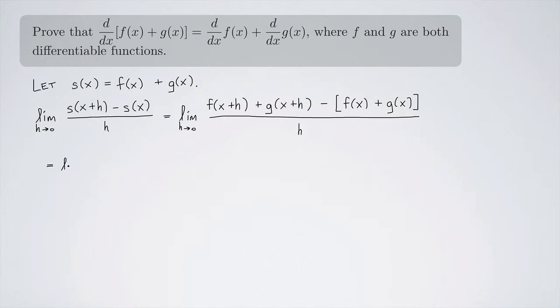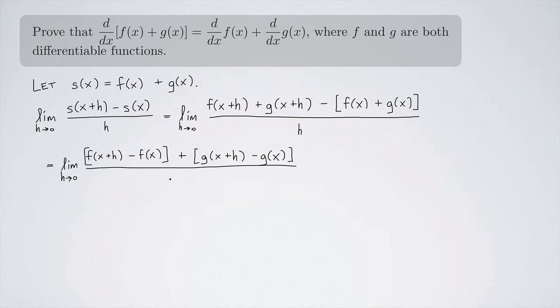Okay, so the goal here is to get this as two separate limits, one with f of x and one with g of x. So I think you might see how you could break this apart. Let's group the f of x stuff together. So we have f of x plus h, and then we're going to have minus f of x. So that's one thing we'll group together. Plus, and then we'll group the g of x stuff together. So we have g of x plus h minus g of x. And all of this is over h.